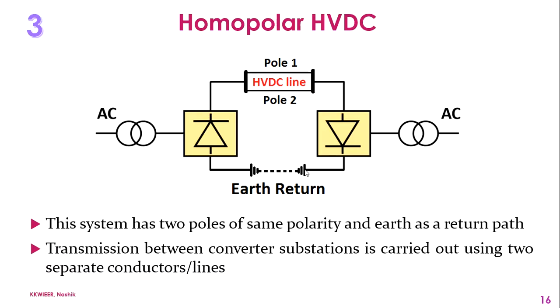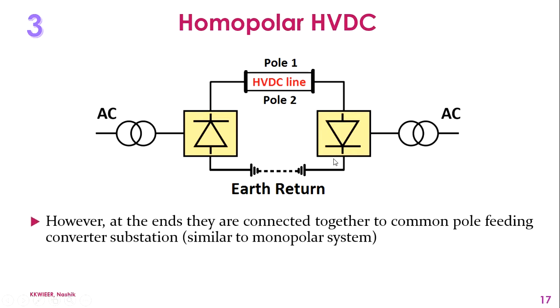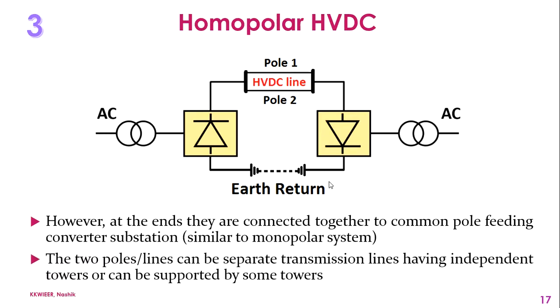So the transmission between converter substations is carried out using two separate conductor lines. However, at the ends they are connected together to a common pole feeding the converter substation. So this is similar to the first, that is, a monopolar system. The two poles or lines can be separated by transmission lines having independent towers, or they can be supported by the same towers.